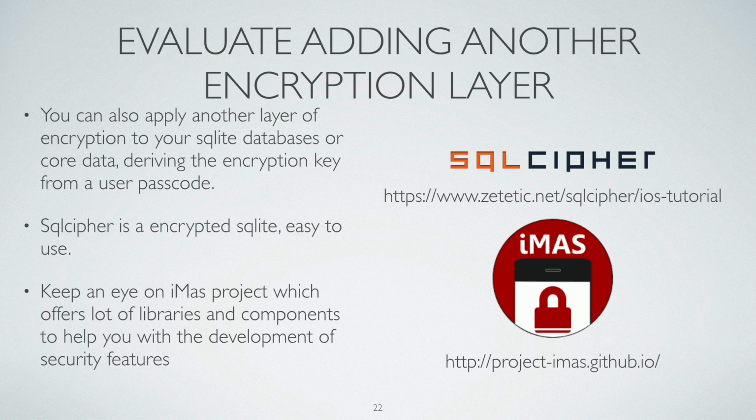Another thing that you can implement on top of this is an additional level of encryption, and you can take a look at projects like SQLCipher or the IMAS project, which provide a transparent encryption layer on top of SQLite and on top of Core Data. So you can add encryption to Core Data for free, or use SQLCipher. The APIs are exactly the same, except when you open a database, you pass a passphrase, and the database gets opened in a decrypted form.